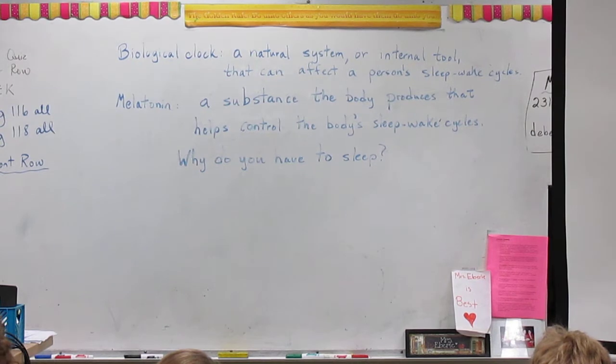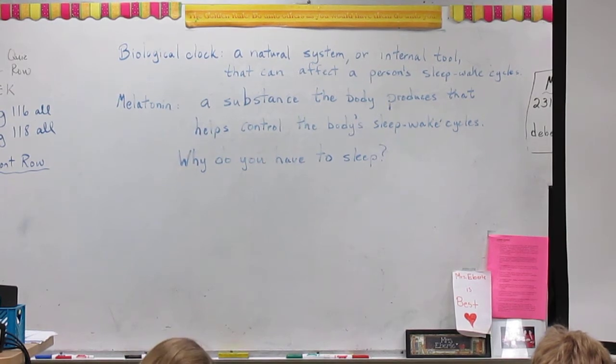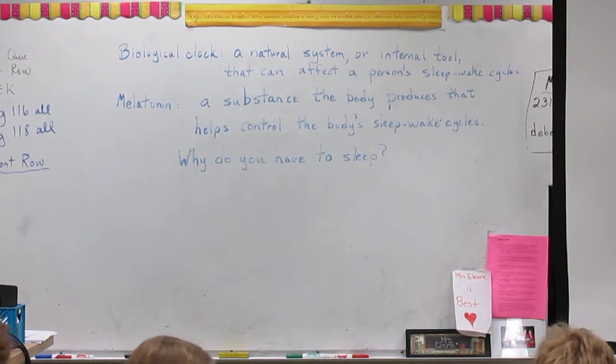Then another definition that we need to think about is melatonin. And melatonin is a substance the body produces that helps control the body's sleep-wake cycles.